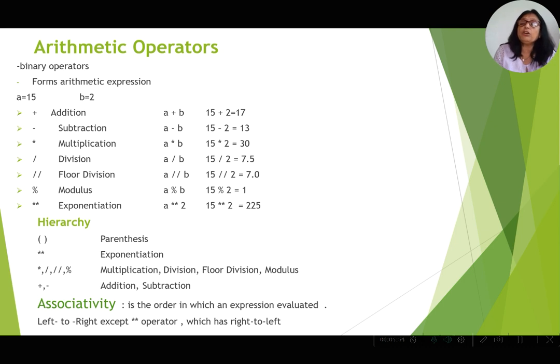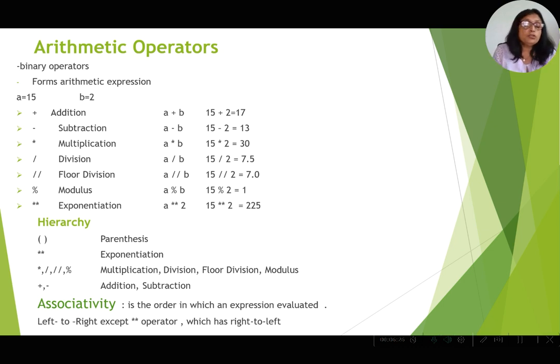Highest among all the operators, the top priority is the parenthesis. Among the arithmetic operators, the highest priority is exponentiation. Then the next level of precedence is asterisk, slash, floor division, and modulus. They are at the same level of hierarchy. Then plus and minus are the lowest level among the arithmetic operators.